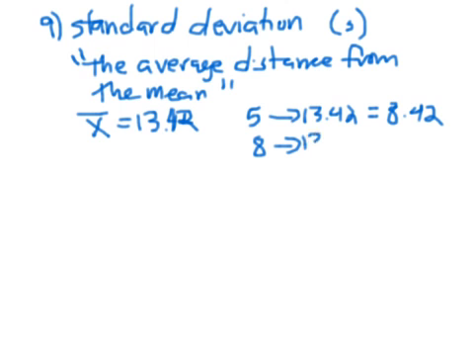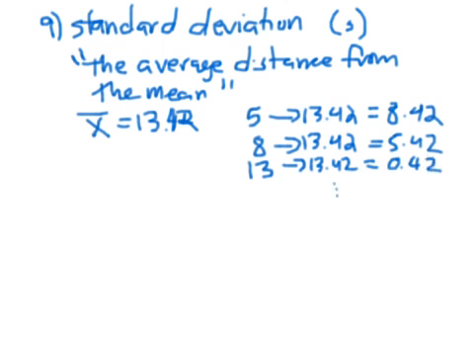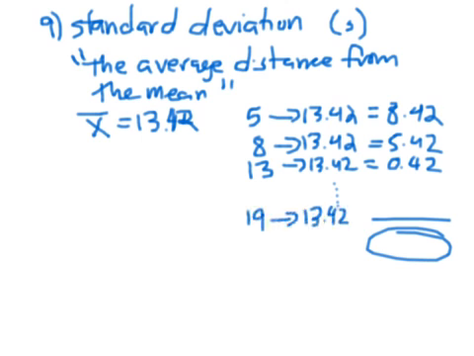Our next number is 8. Well, how far away is that from 13.42? Well, it's 5.42. So for each number, 13, for example, is how far away from 13.42? Well, just 0.42. If you did that for every single number and then averaged all of the distances, you would get the standard deviation. So it's the average distance away it is from the mean. And notice I'm using distance because it doesn't matter. How far away is 19 from 13.42? Well, it's 5.58, right? So it's a distance, which all these numbers would have to be positive.